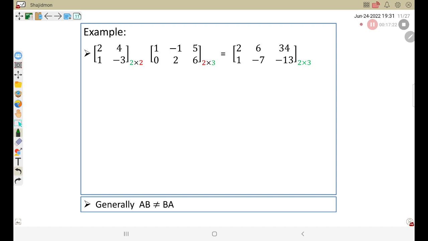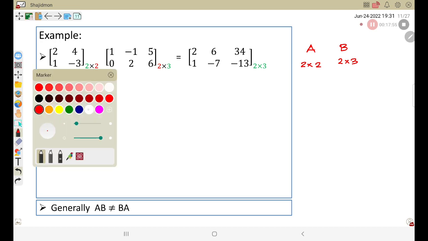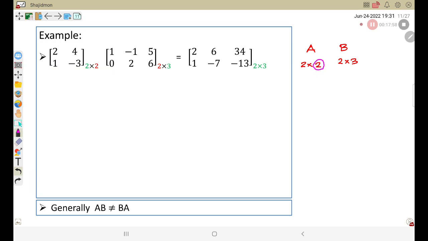Now we will go to a little bigger example. For example, matrix 2, 4, 1, minus 3, and matrix 1, minus 1, 5, 0, 2, 6. Multiply these two matrices. So what I told, when we are doing multiplication, check the order of the first matrix. First matrix I am calling A. What is the order? 2 by 2 matrix, correct? Matrix B, what is the order? It is a 2 by 3 matrix, okay? So can we multiply these two? Yes, we can multiply, because the second number here is the same as the first number here. Both numbers same. So we can multiply, yes.